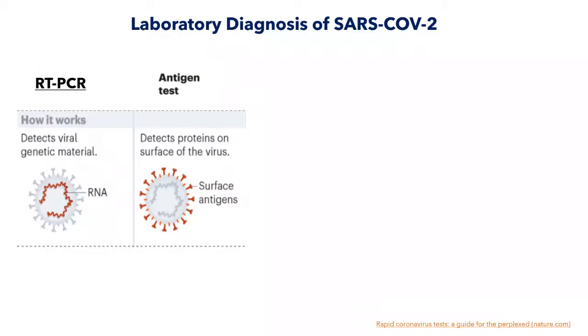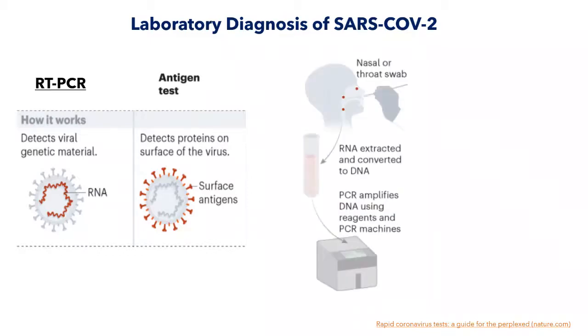While antigen tests detect proteins, also called antigens, on the surface of the virus, PCR tests detect genetic material called RNA that instructs the virus to make these proteins. Both tests also require a swab from the back of your nose or throat.